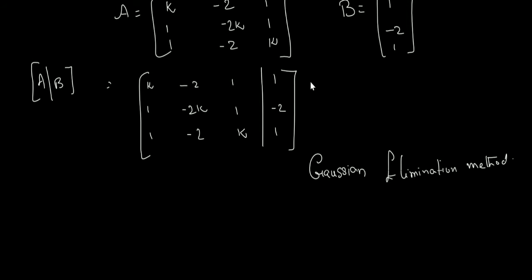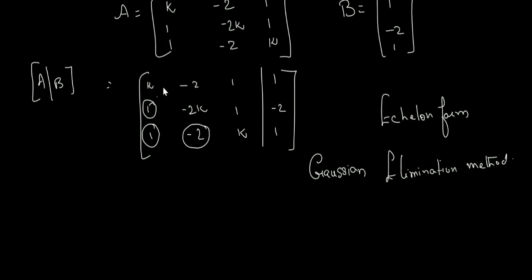Now let us bring this into the echelon form. To bring it to the echelon form, we are going to use the Gaussian elimination method. You have learned about the Gaussian elimination method in the previous exercise. In the Gaussian elimination method we have to use row operations. So now for this we have to make this element 0, this 0 and this 0. Only then it will be in the echelon form.